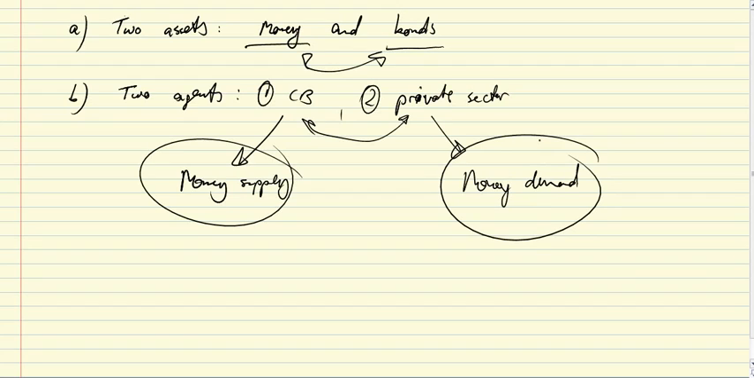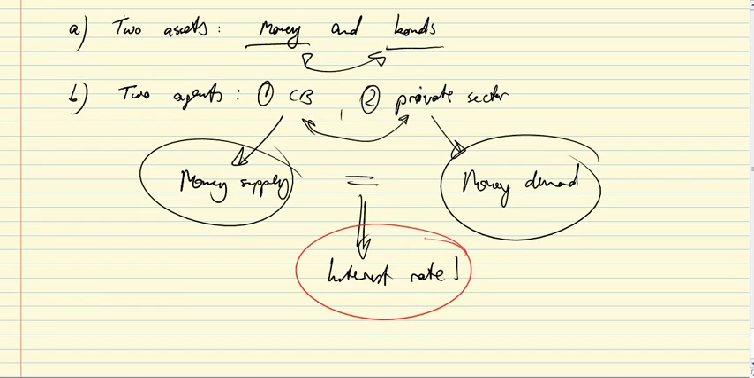determine money demand. And obviously, as in any market, when supply is equal to demand, then we have an equilibrium, and this equilibrium will give us the interest rate. So the interest rate is the variable that clears money supply and money demand. The interest rate is the variable that brings the financial market into equilibrium. Let's go to a new page and look at money supply and money demand in a little more detail.